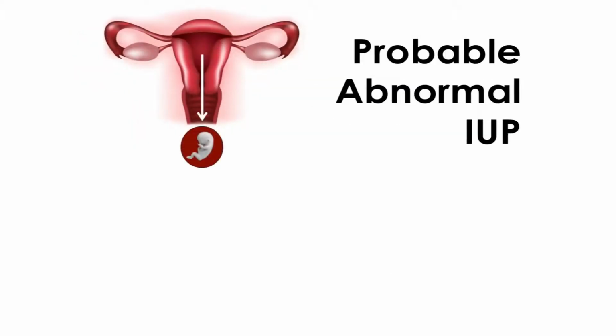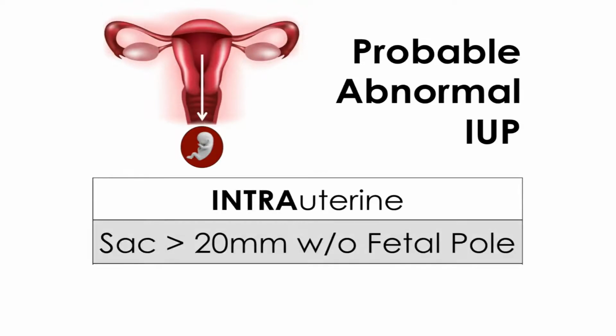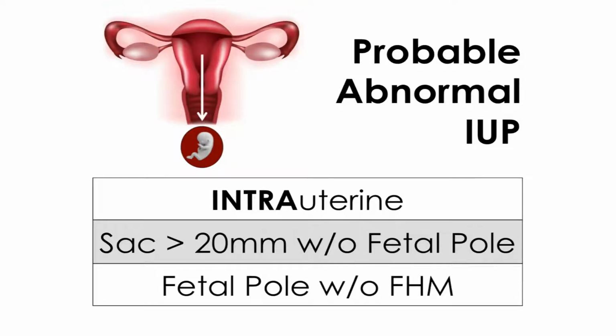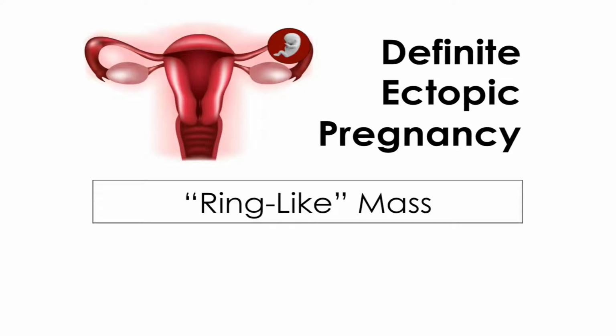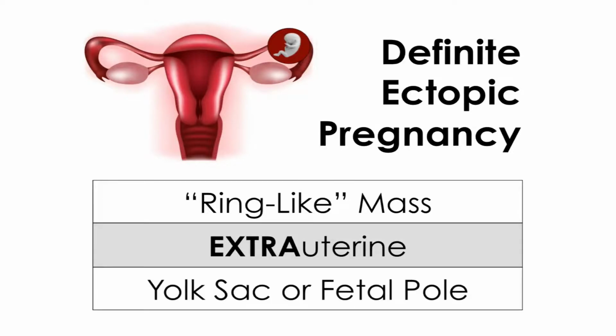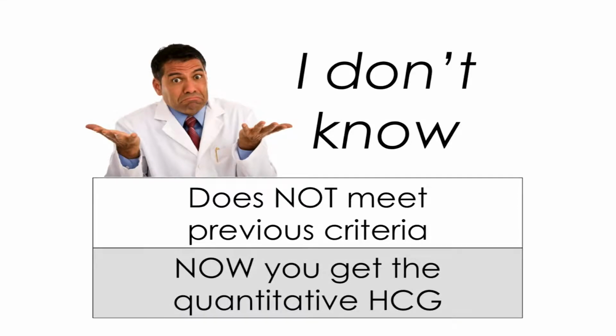To establish the diagnosis of abnormal intrauterine pregnancy by ultrasound, the examiner should look for a gestational sac within the uterus, a gestational sac diameter greater than 20 millimeters without a fetal pole, or a fetal pole without fetal heart motion. To establish the diagnosis of definite ectopic pregnancy by ultrasound, the examiner should look for a ring-like mass that is not in the uterus and contains a yolk sac and or fetal pole. However, there will be cases where what you see does not meet any of these criteria. Now you must acquire a quantitative HCG measurement to assist in managing this patient.